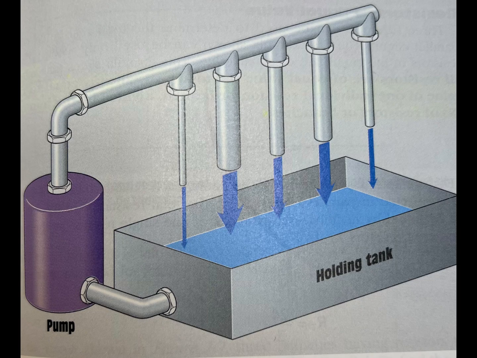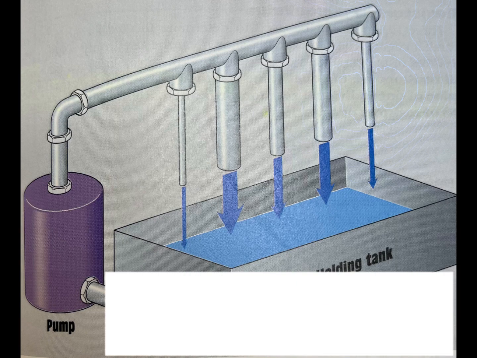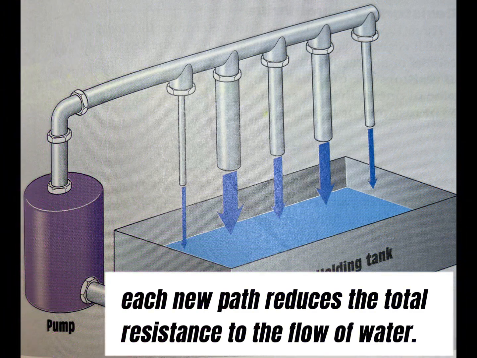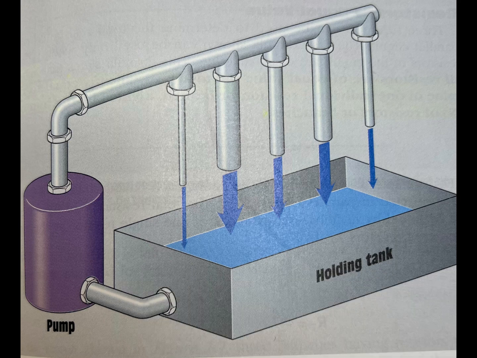Imagine a water system consisting of a holding tank, a pump, and return lines to the tank. Although the large return pipes have less resistance to the flow of water than small pipes, the small pipes do provide a return path to the holding tank. Each time another return path is added, regardless of size, there is less overall resistance to flow, and the rate of flow increases.